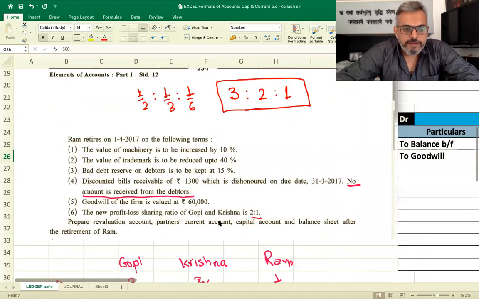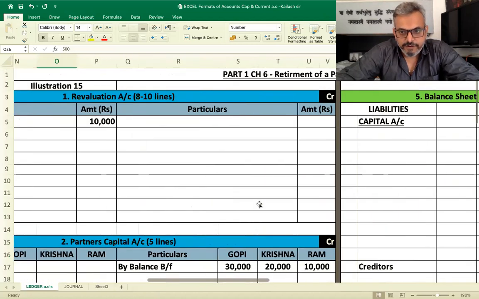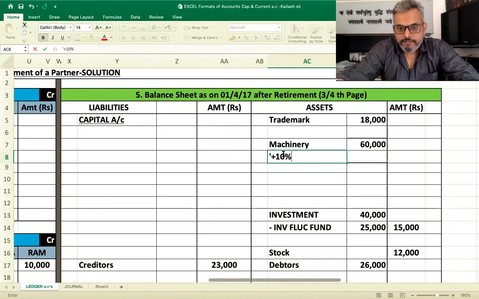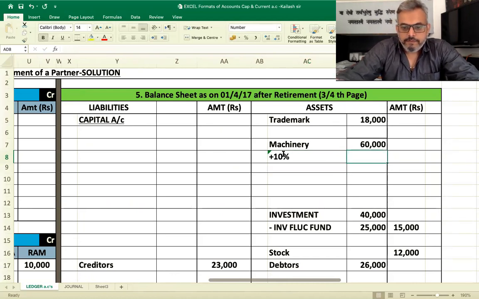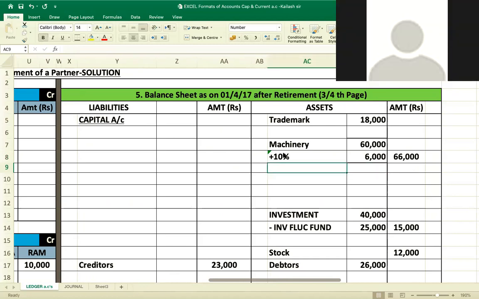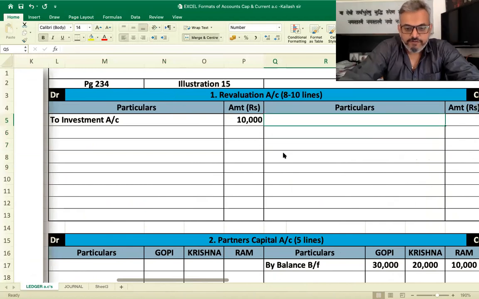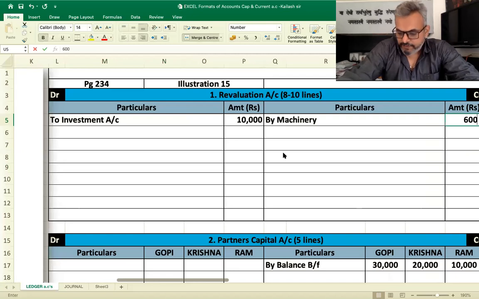Let's go to the first adjustment. Value of machinery is to be increased by 10%. So let's look for machinery. Machinery plus 10%. So 10% is 6,000. Outer column 66,000. Second effect: increase in the value of machinery, so by machinery 6,000.